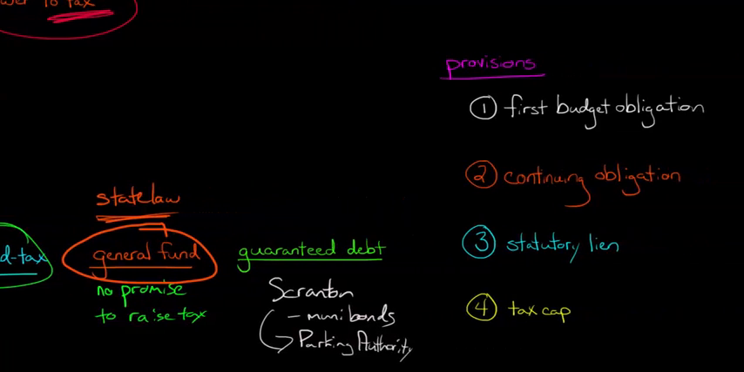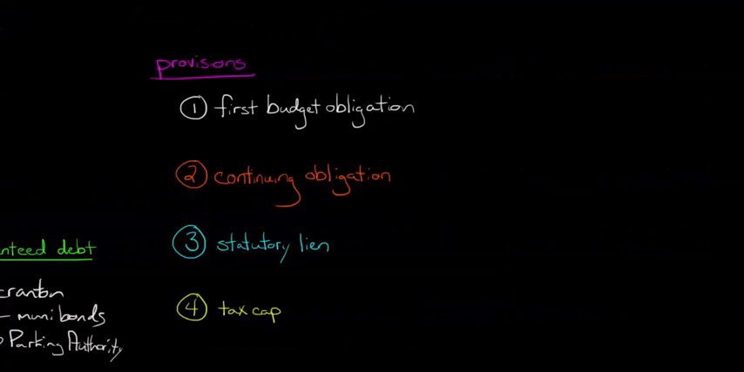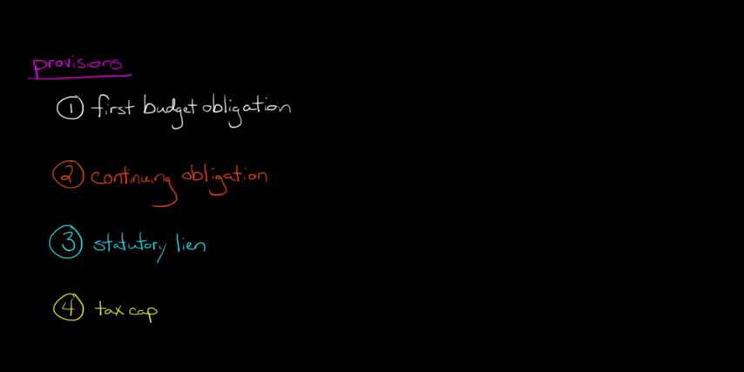Now, there are a lot of different provisions that will go into these general obligation bonds that can affect the value. One very important one is the first budget obligation. The reason this is very important is that the first budget obligation basically says that the first priority in terms of the money that comes in for that municipality, for the city, or for the school district, is to service the debt.